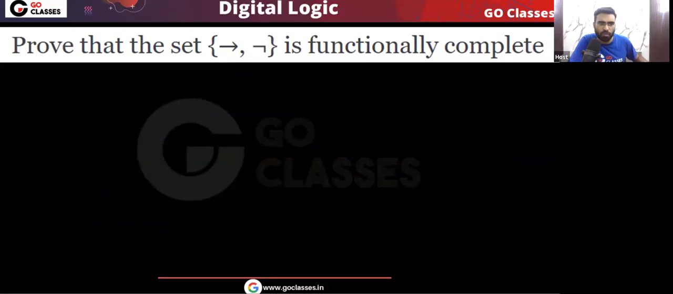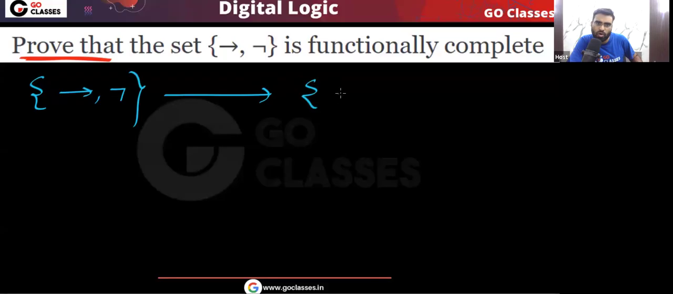So tell me, if I want to prove it, what do I need to do? Implication comma not is functionally complete. If I want to prove it, I will try to create from this set OR, comma, NOT. From this set, if I can create OR, comma, NOT, then can I say that this will be functionally complete? Tell me.